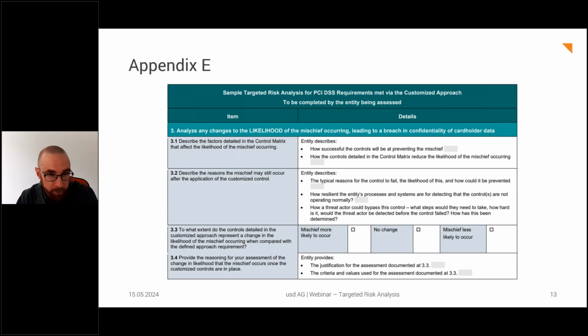In the third part, we start with the likelihood, so the first part of our risk analysis. First of all, you go through the control matrix. This is one of the documents that you need to have for every customized approach that you define. And in the second part, you want to describe any kind of mischief that might still occur, even though your customized control is in place. So what residual risk is there?